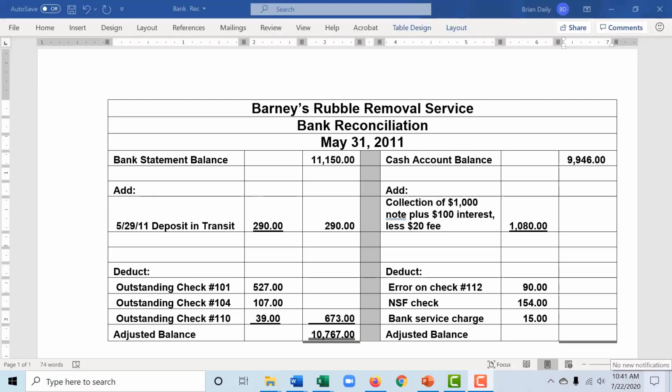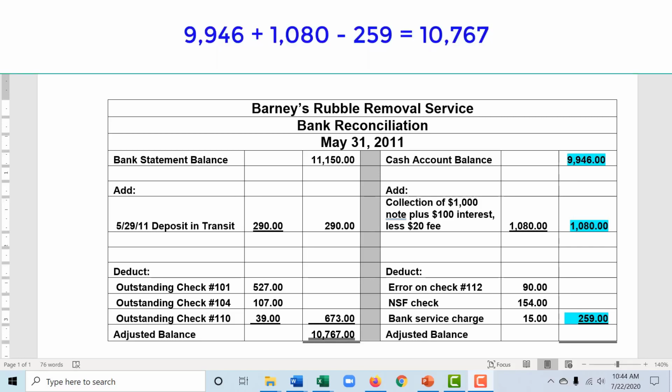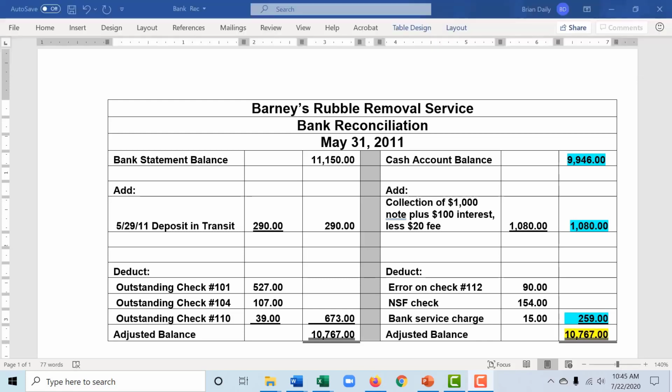We now follow a similar process with the cash account balance. First, we total all the additions and subtractions and place the amounts in the column to the right. And then we calculate the adjusted balance by taking the current cash account balance of $9,946, adding the total additions of $1,080, and subtracting the total deductions of $259 to arrive at an adjusted balance of $10,767.